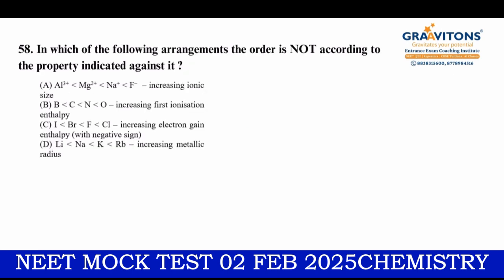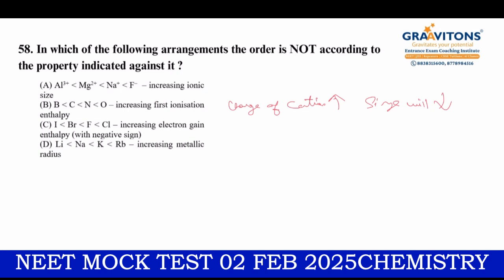58th question. In which of the following arrangements is the order not according to the property indicated against it? Here aluminium, magnesium, sodium, fluorine have been given. We know that when the charge of the cation increases, the size will decrease, and hence the first option is correct, increasing ionic size.